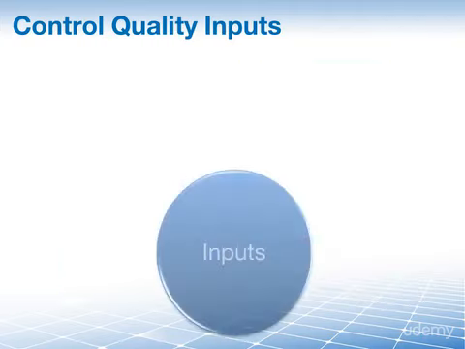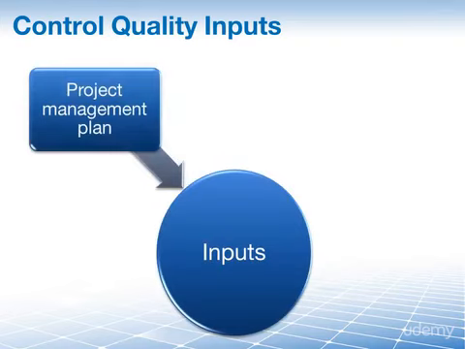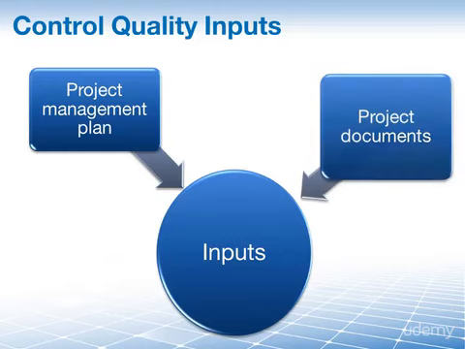And the 2 inputs we are going to skip are the project management plan. It contains the quality management plan, which we use here in this process, and it provides a description of how quality control will be accomplished on the project. And the second one are the project documents, which contain things like agreements, quality audit reports with corrective action plans, or training plans and assessments of effectiveness.